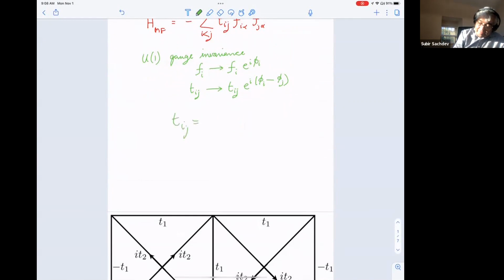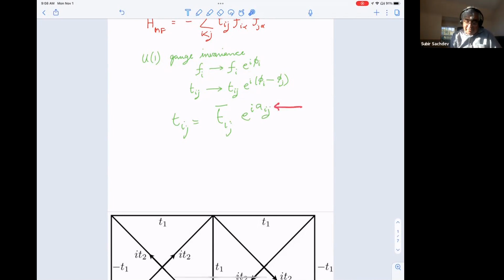Tij is shown in the picture. Let me call it Tij bar times e to the i Aij. And this Aij will become our gauge field. This will be our gauge field, and its action will have terms that break time reversal.